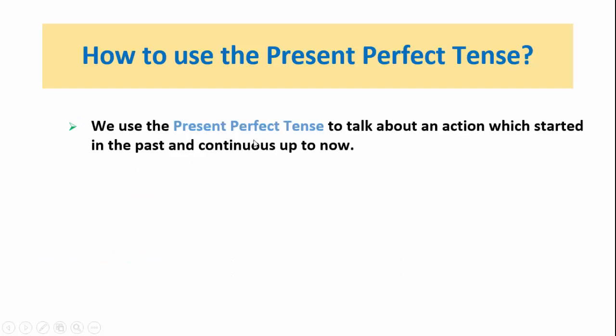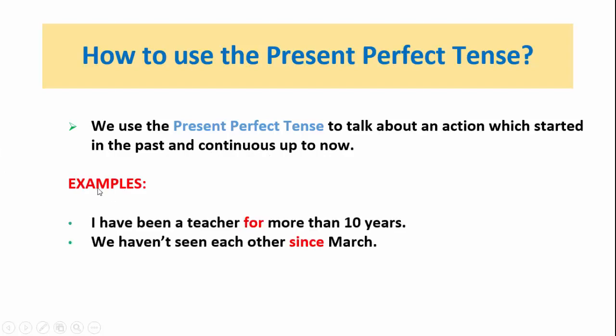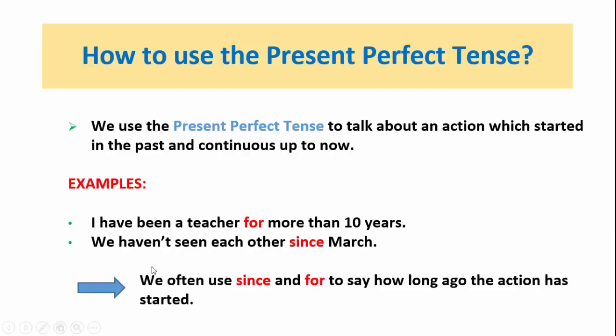We use the present perfect tense to talk about an action which started in the past and continues up to now. Let's look at the examples, please. I have been a teacher for more than 10 years. We haven't seen each other since March. We often use since and for to say how long ago the action has started.